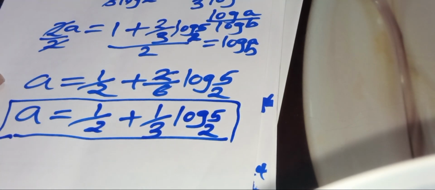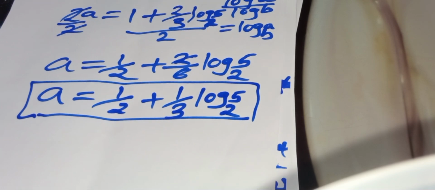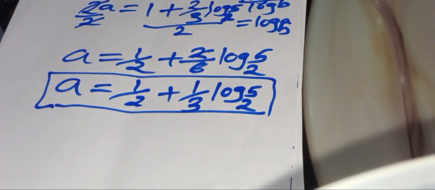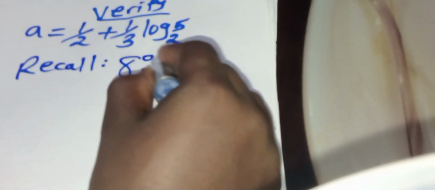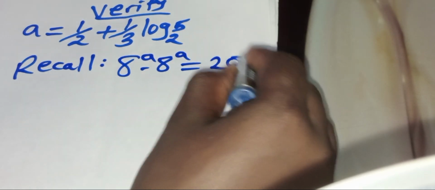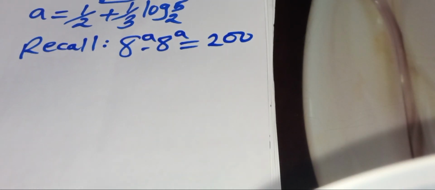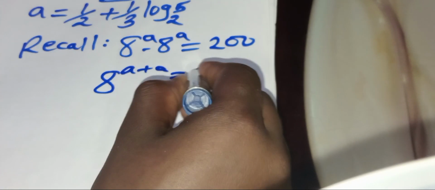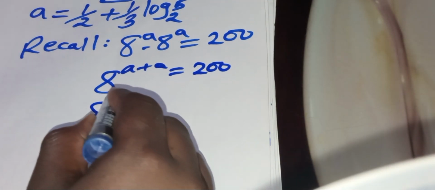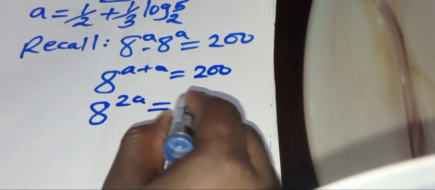Let's verify that the value of a, which is half plus a third log 5 to base 2, actually satisfies the equation. If you recall, we had 8 to power a multiplied by 8 to power a, this is equal to 200. We simplify this further to 8 to power a plus a, which is equal to 200. So that means this is 8 to power 2a, which is equal to 200.